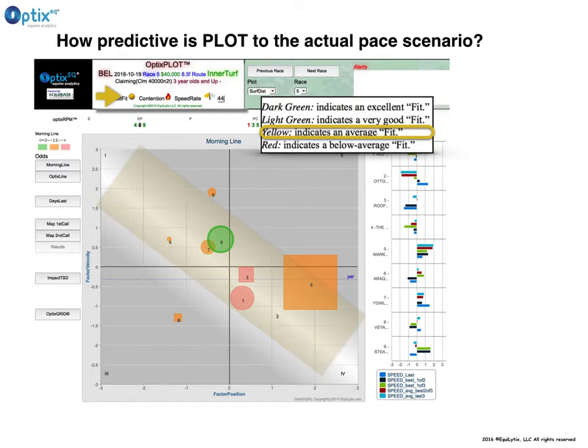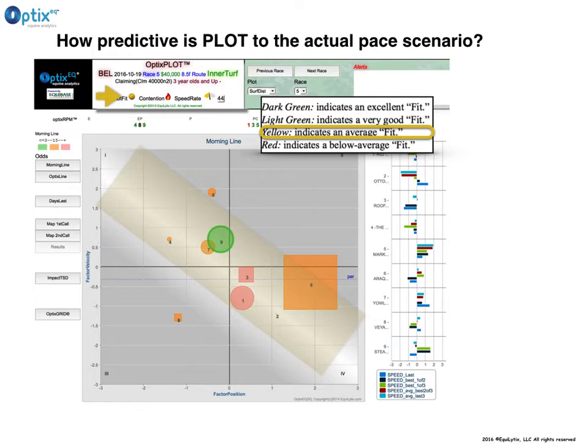So we start with the plot fit. What I'm looking for here is a plot fit that's either yellow or green. Yellow means it's just an average fit. In this case, we have a yellow plot fit for race 5. You can see the shading that goes diagonal is the alignment we're looking for. We're looking for the circles and squares to fit into that shading. And you can see for the most part they do, with the exception of the 5 and 8. And that's why it's an average fit.